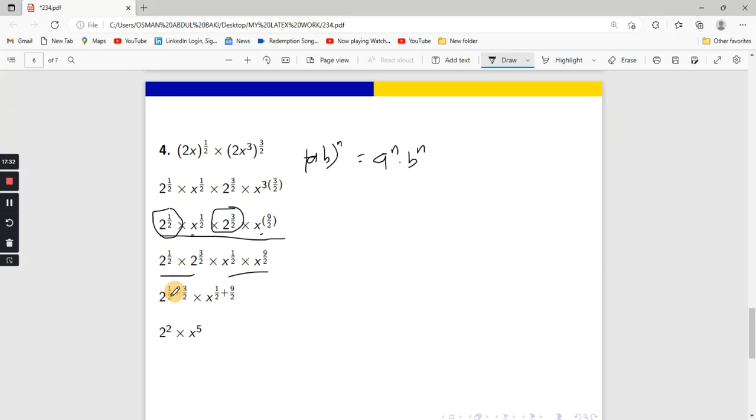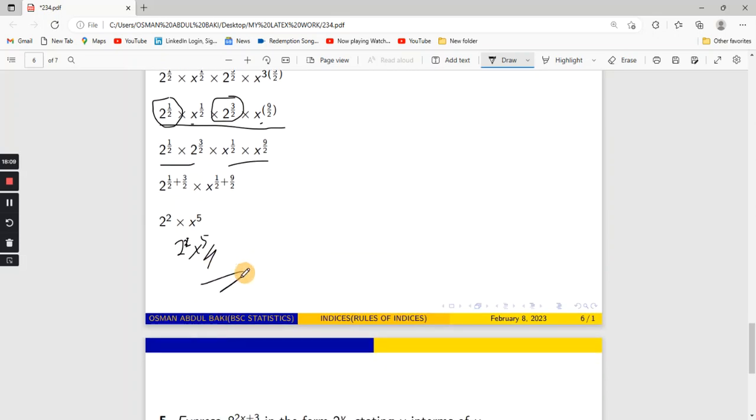So here we have 2 raised to the power 1 over 2 plus 3 over 2. When you are multiplying with common bases, you will add the powers, the exponents. So here 1 over 2 plus 3 over 2 is 2, and here 1 over 2 plus 9 over 2 is 5. So 2 raised to the power 2 times x raised to the power 5. That's the final answer.